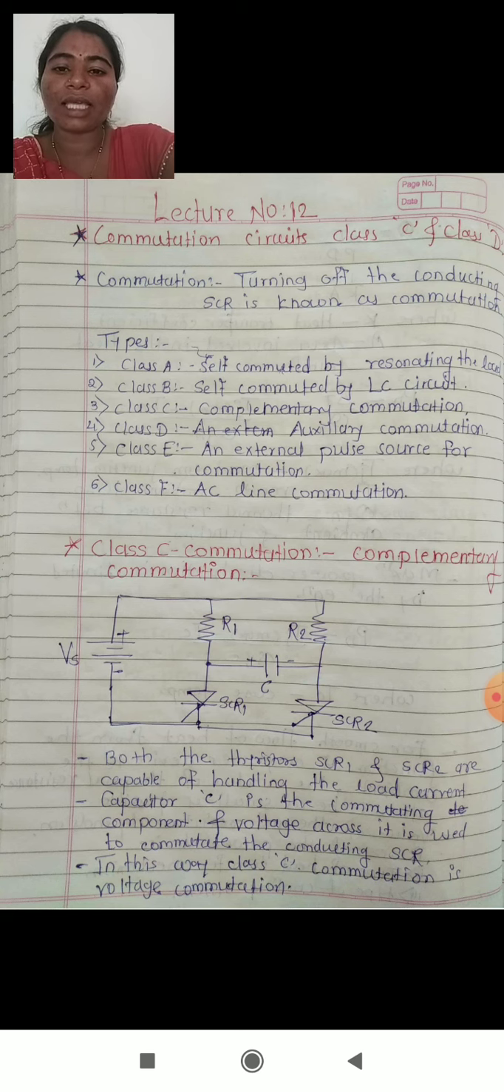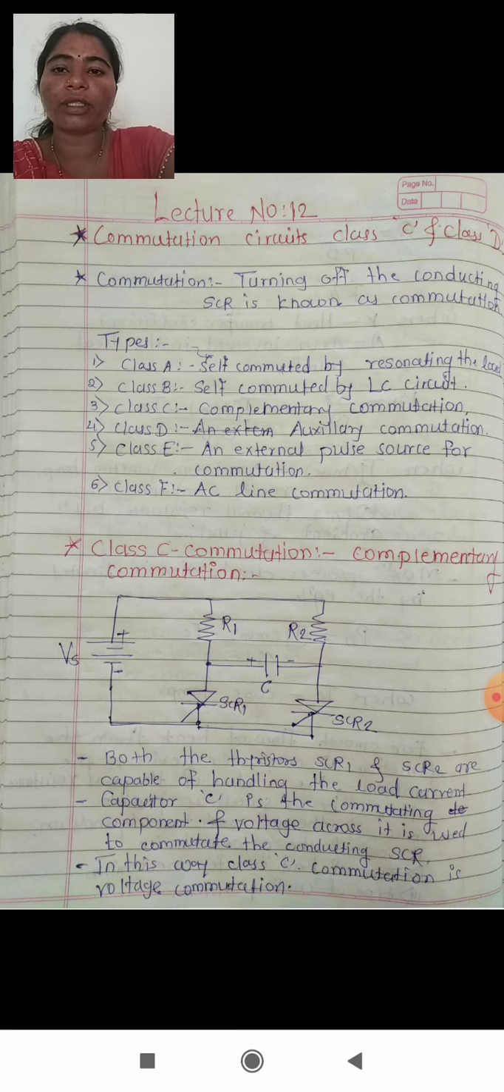Next one is class E, called an external pulse source for commutation. And the last one is class F, called AC line commutation. Now, the commutation types in our syllabus are basically two: class C and class D.